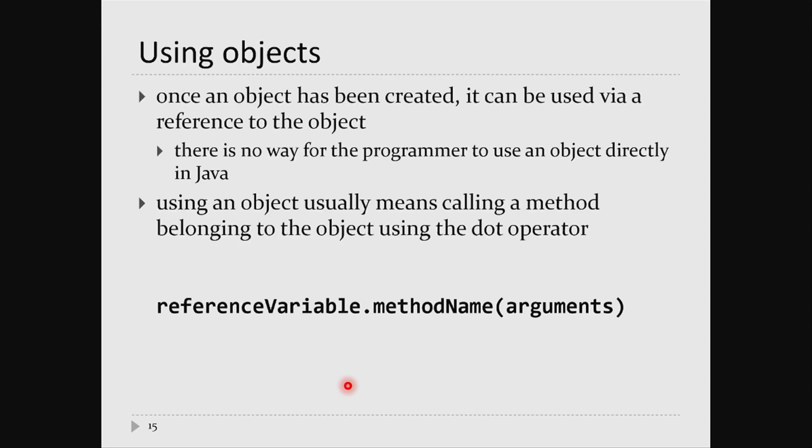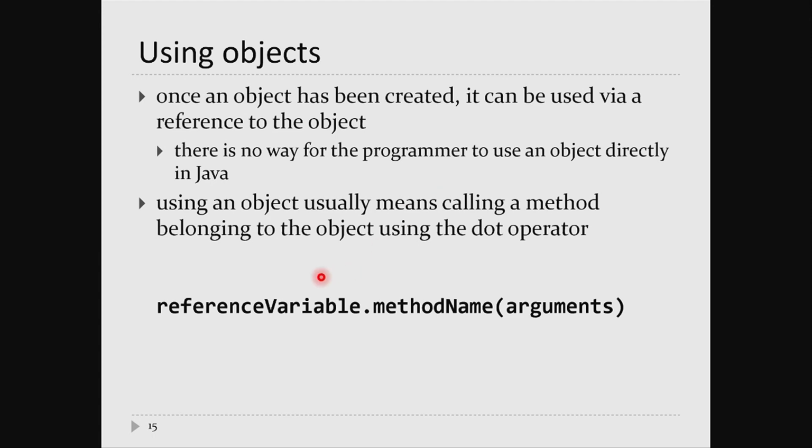Okay, so once you've created an object by calling new, and you've stored the reference back in a variable somewhere, you can now use it. Once you've created the object, you can use it via a reference to the object. That's the interesting thing in Java. In Java, there's no way for the programmer to get direct access to an object. There's no way to go into memory, find where the object is living, and use the object that way. In Java, you always use it indirectly via a reference. The same is true in Python.